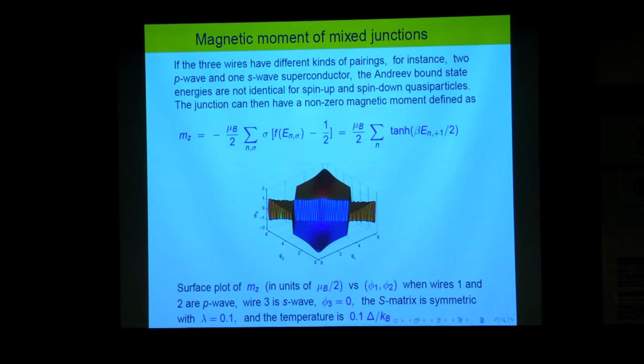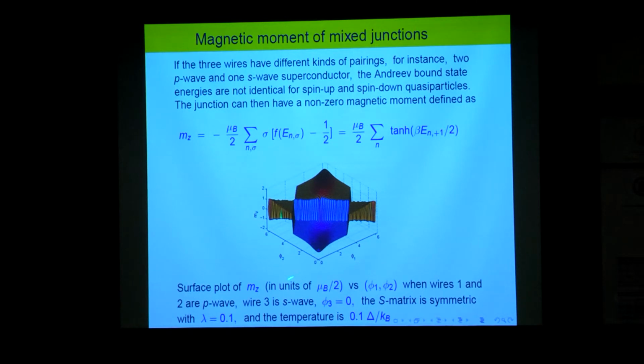Okay, the final thing is the magnetic moment of mixed junctions. As I said, if the wires have different kinds of pairings, so let's say two p-wave and one s-wave, then the Andreev bound state energies are not identical for spin up and spin down. So then the junction can have a non-zero magnetic moment.